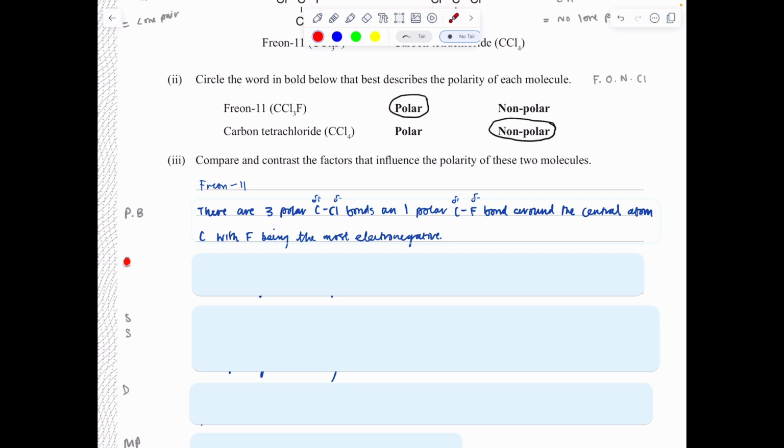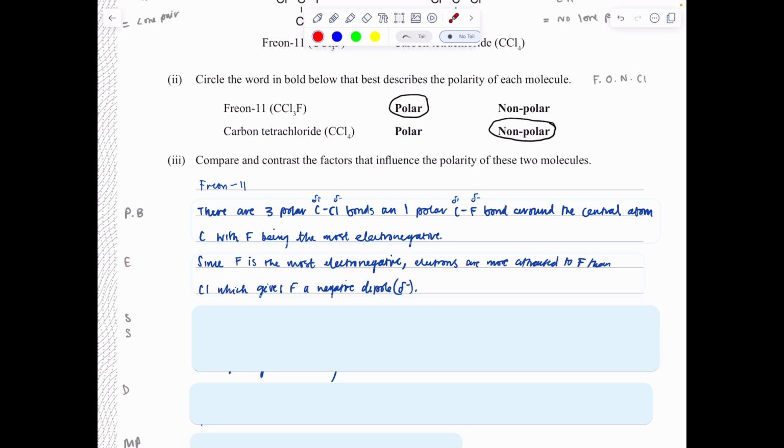Okay, the next thing I want to talk about is the electronegativity, and that is explaining what electronegativity is in relation to fluorine. So since fluorine is the most electronegative, electrons are more attracted to fluorine than chlorine, which gives it a negative dipole. Okay, remember, electronegativity is an atom's tendency to draw electrons closer to itself. So because fluorine is more electronegative, electrons are going to spend more time around it, making it slightly more negative, which is why it has a negative dipole. So I've explained electronegativity further.